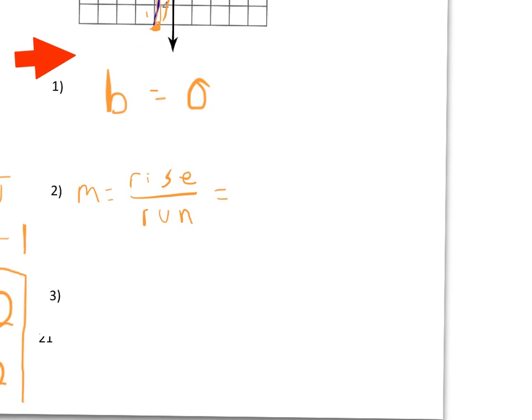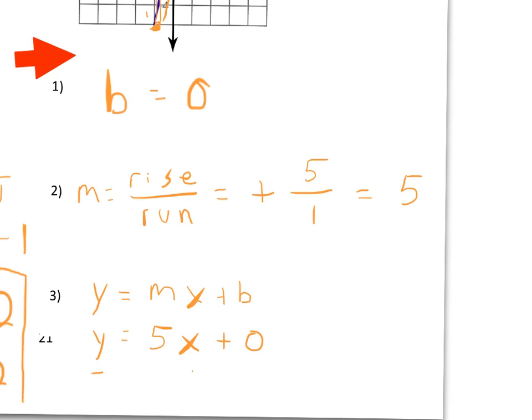So my slope was a positive, and we said it was a rise of 5 and a run of 1, so that reduces to just a positive 5. Now, if I plug in my slope and my y-intercept, my equation is y equals mx plus b, right? So y equals, my m is 5, so I plug in my m of 5, x. You always keep the y, always keep the x, and then my b was plus 0.